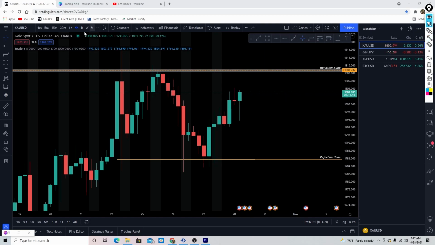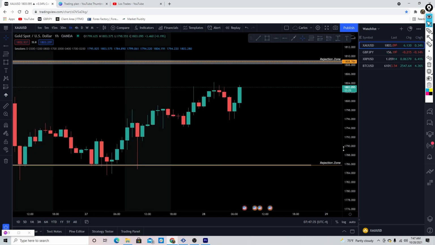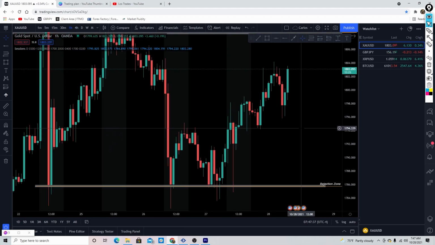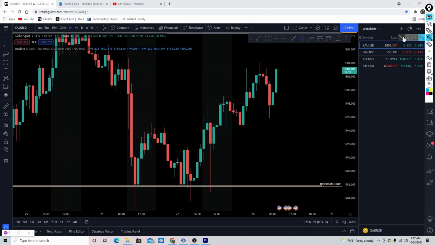So this is in the 4 hour. Okay, and clear market structure here on smaller time frames. So we got a double bottom, and we got a higher high, higher low, higher high, higher low. All right, so we're extremely bullish.